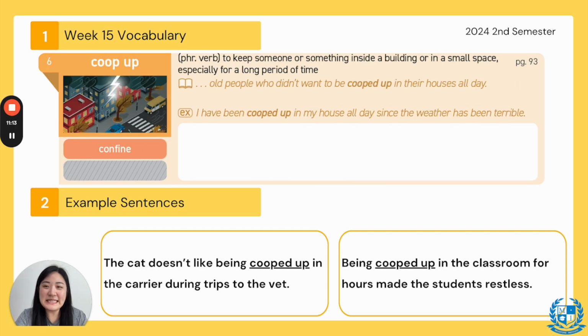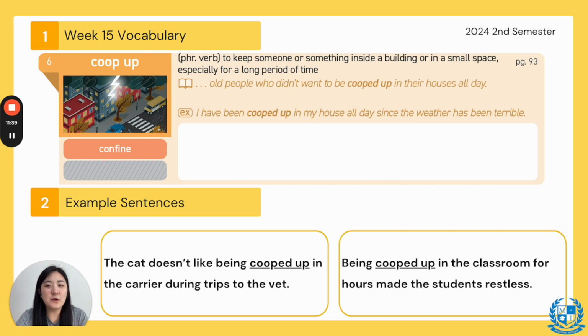Number 6, everyone say coop up. Coop up. The synonym is confine, and this is a phrasal verb because it has 2 words. It means to keep someone or something inside a building or in a small space, especially for a long period of time. And this was one of my idioms that I went over in one of our novel videos a long time ago. Coop up.